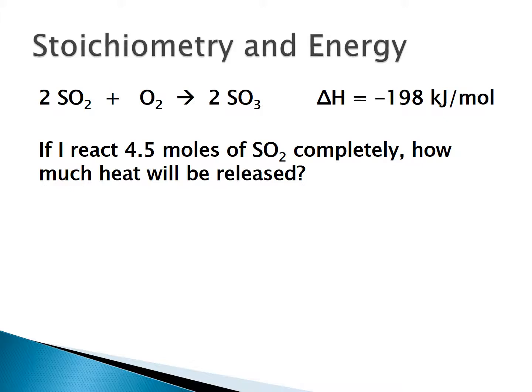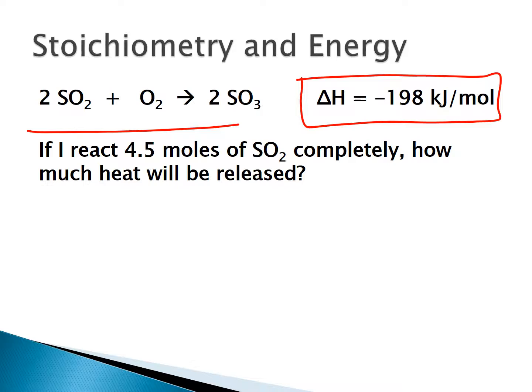Sometimes you'll get a balanced equation like this, and over here it'll give you an enthalpy value. Okay, so looking at this, I have to think about what I know. It says negative 198 kilojoules per mole is the enthalpy. So first, I know it's exothermic because it has a negative value for enthalpy. Now, what that means is that anytime this reaction occurs as written, I produce 198 kilojoules. So that means that if I react 2 moles of sulfur dioxide, I'll produce 198 kilojoules. If I react 1 mole of oxygen, I'll produce 198 kilojoules. And if I produce 2 moles of sulfur trioxide, again, I'll produce 198 kilojoules.